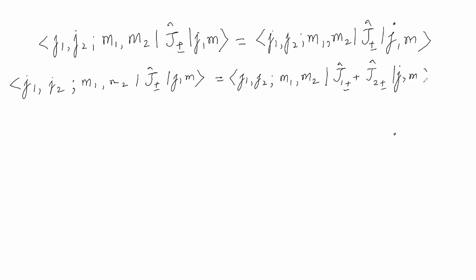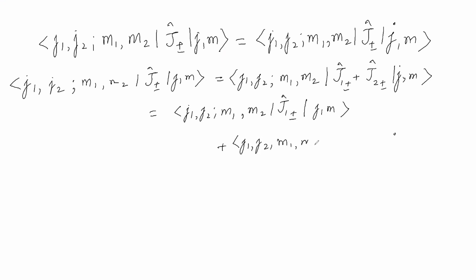Jm⟩. And in my next step, I can write it as ⟨J1, J2, M1, M2 | J1 plus minus Jm⟩ plus ⟨J1, J2, M1, M2 | J2 plus minus Jm⟩.